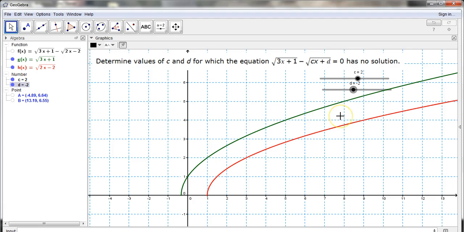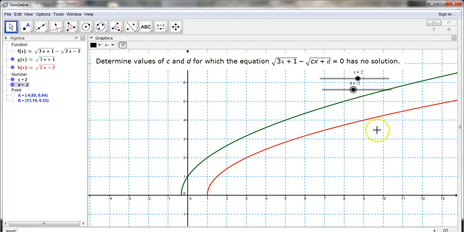So the question is, find a solution where we could take the outputs of this graph and subtract it from the outputs of this graph and see what that graph looks like. So this is kind of a calculus idea, I think, that you can find the difference.